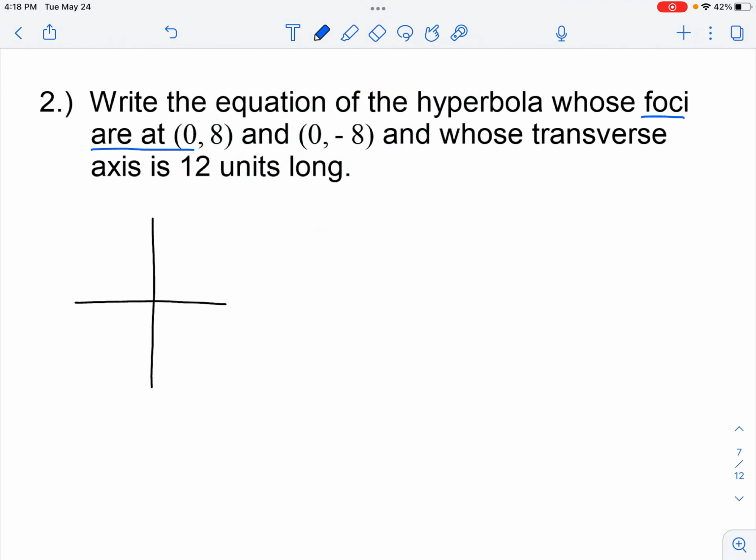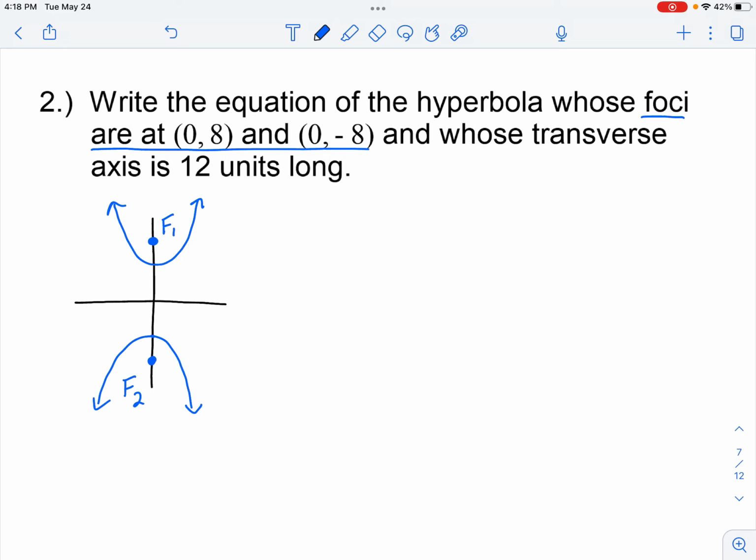So I'm just going to ballpark it here. Okay, the focus points are at (0, 8) and (0, -8). So (0, 8) is up here. That's one focus point. And (0, -8) is down here. That's another focus point. All right. If those are my focus points, I need to go around them to create my hyperbola. So the only way to make that happen is to go vertical with my hyperbola. Okay, so the graph has to look something like this, right?